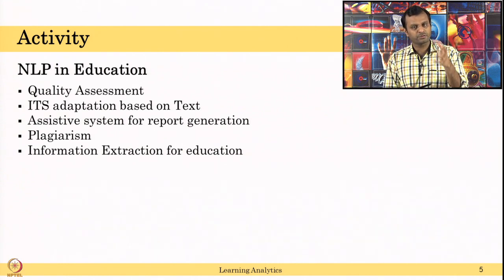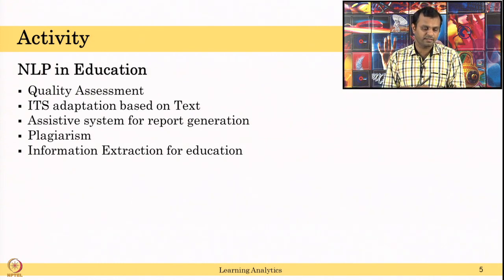Till now, I was talking about intelligent tutoring systems that adapt feedback and content based on the students' interaction behavior, the clicks or their responses in the assessment. But if they are writing feedback or writing in the forum, that can also be used to provide content feedback. It is very interesting, but nobody has done it. It was an interesting suggestion by one of the participants where I presented this. And assistive systems for report generation, that is very important. You can also use this to detect plagiarism, and exactly that is happening in plagiarism detectors like Turnitin. All the existing plagiarism detection software uses natural language processing.